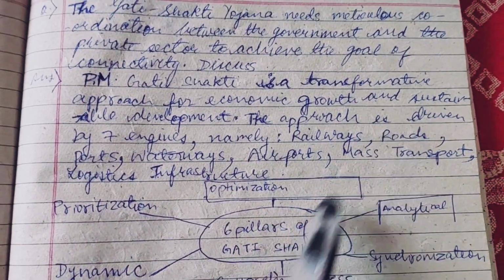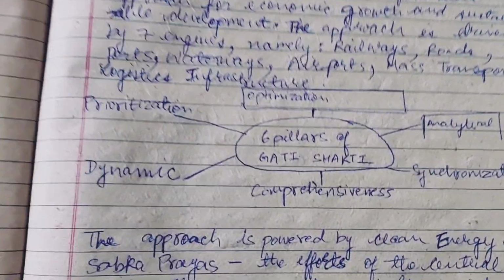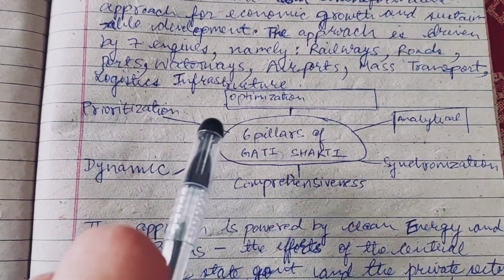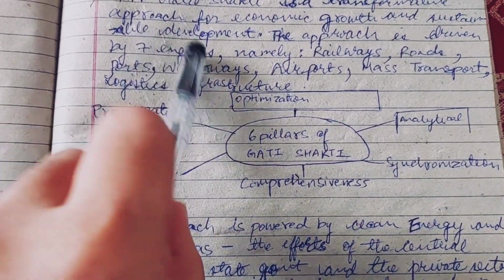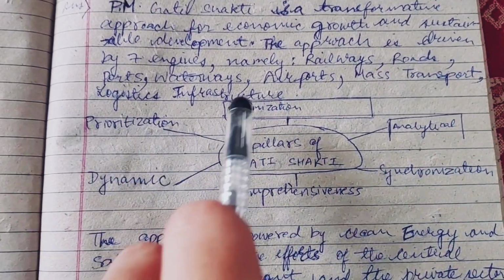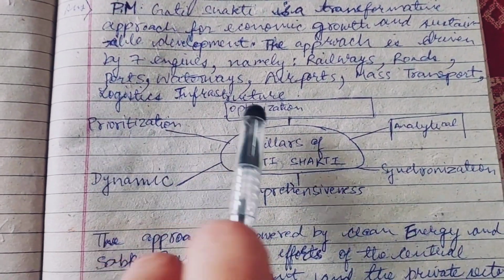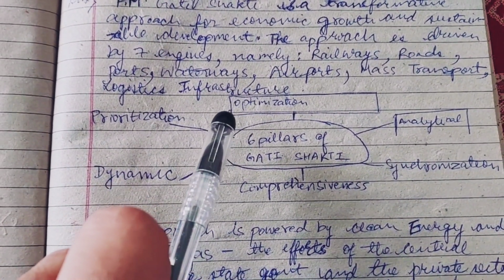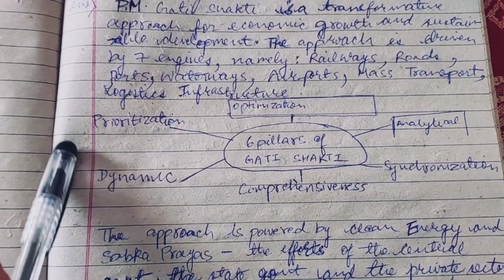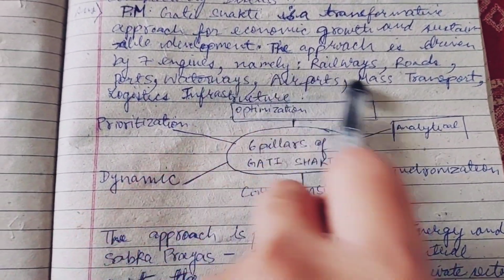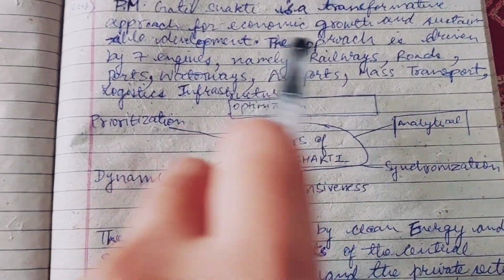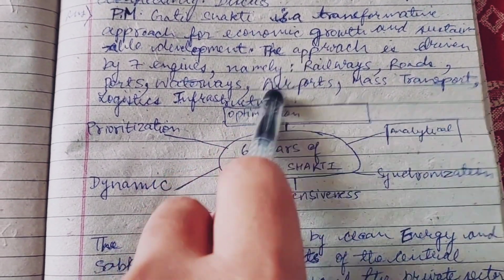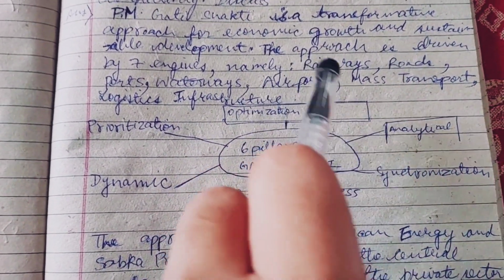for economic growth. Now we will look at the 6 pillars of Gati Shakti Yojana. You have made a diagram here, 6 pillars of Gati Shakti Yojana. First one is prioritization. We have to prioritize development of these 7 engines, that is railways, roads, ports, waterways, airports, mass transport, logistics and infrastructure. These are all the 7 engines of growth which India has to develop for better economic development. So we have to prioritize each one of them, and then optimized development should be there. That is, this development should be optimized according to the needs of the people of the country, as well as the needs of the logistics and transportation that we need in future also.